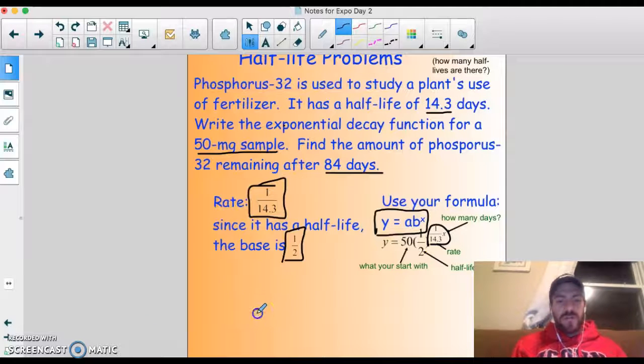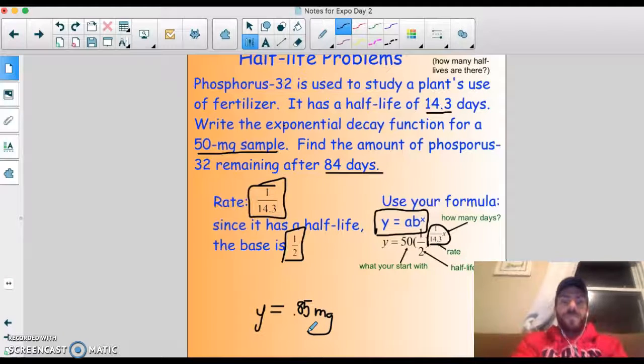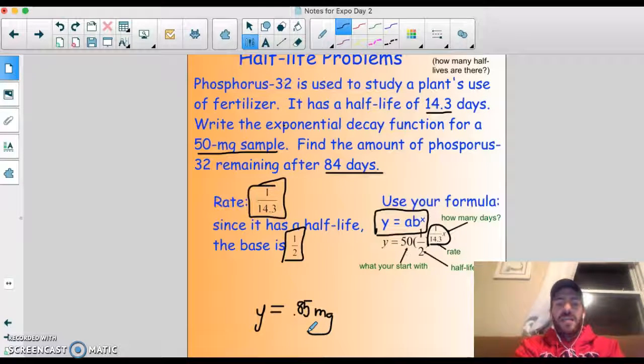And when you plug in 84 for x, you get y equals 0.85 milligrams. Oh, I forgot the 5. Try that again. 0.85 milligrams. Again, be really careful plugging into your calculator because you can definitely mess this up if you don't use parentheses correctly. So what that means is in 84 days, we'll go from 50 milligrams to 0.85. Pretty crazy.